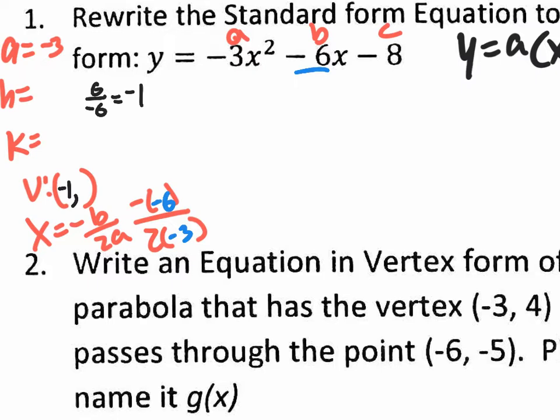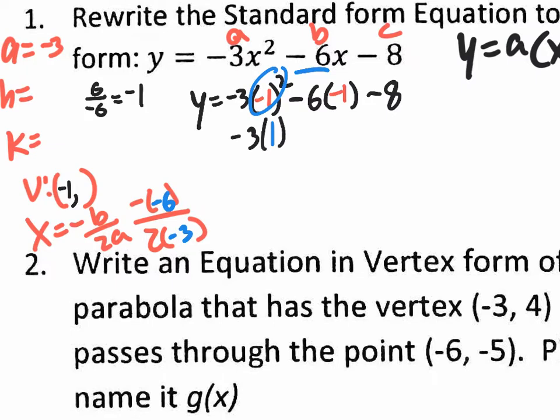Anytime you have an x and you want the y, all you do is plug it in. So let's plug it in. We're going to have y equals -3 parentheses squared minus 6 parentheses minus 8. And let's plug in that vertex x value of -1. So when we do the math, -1 squared is 1. We have -3 times 1 plus 6, because a -6 times a -1 is a positive 6, minus 8. So it really has -3 plus 6 minus 8. What do we get? -5. So our vertex is -1, -5.